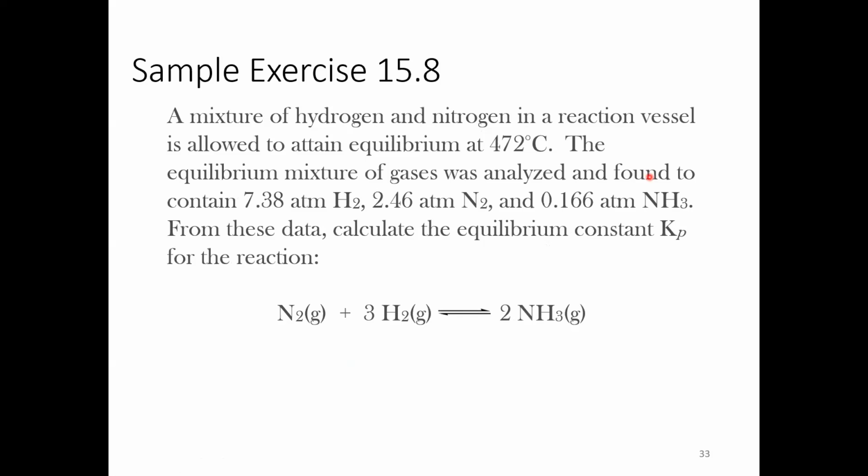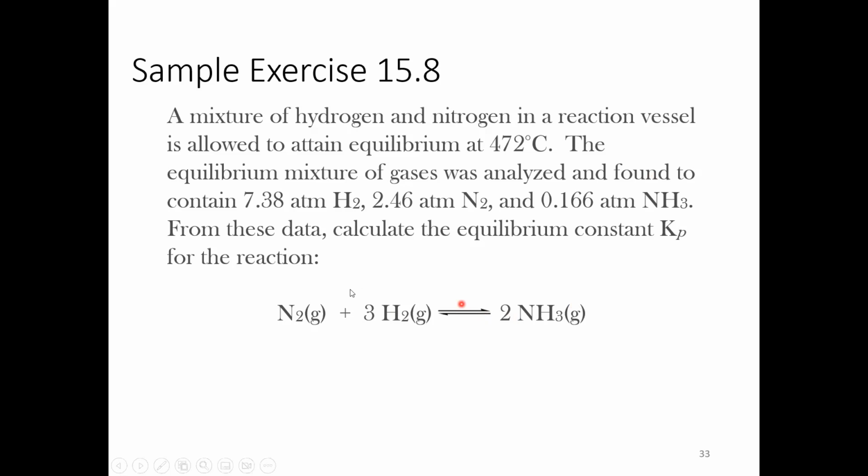All right. And then with the question here, we're told that a mixture of hydrogen and nitrogen in a reaction vessel is allowed to attain equilibrium at 472 degrees Celsius. The equilibrium mixture of the gases was analyzed and found to contain the partial pressures listed there. From this data, calculate the equilibrium constant Kp. So with this one, we're looking at the partial pressures, so we're given those in the question itself. So we really don't have to do too much work here, but we've got to think about how we're going to write that equilibrium constant.